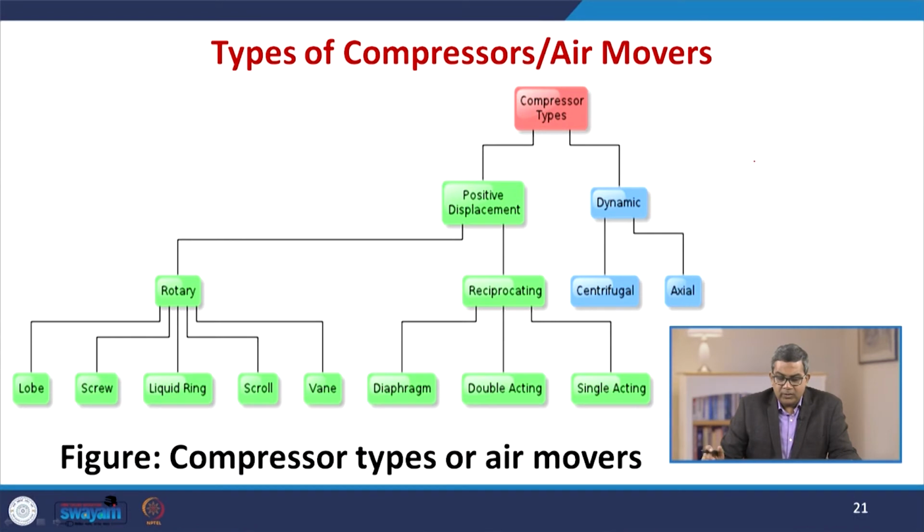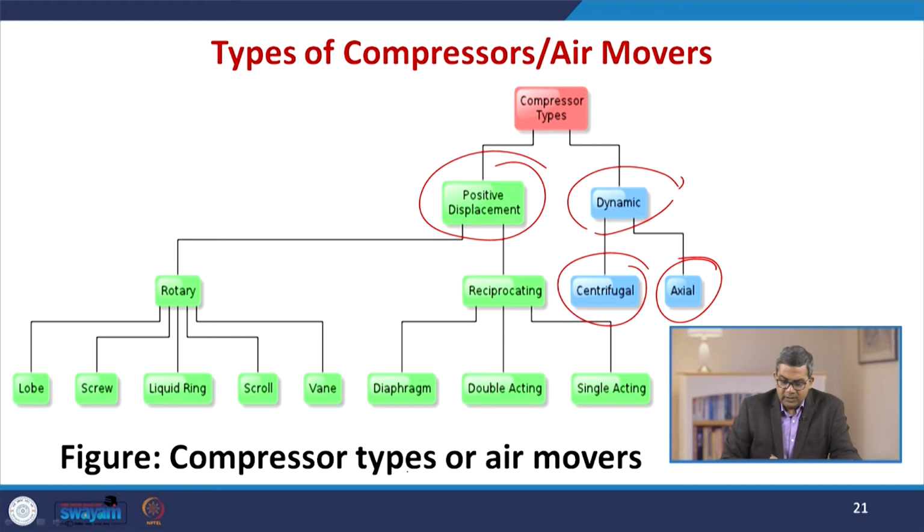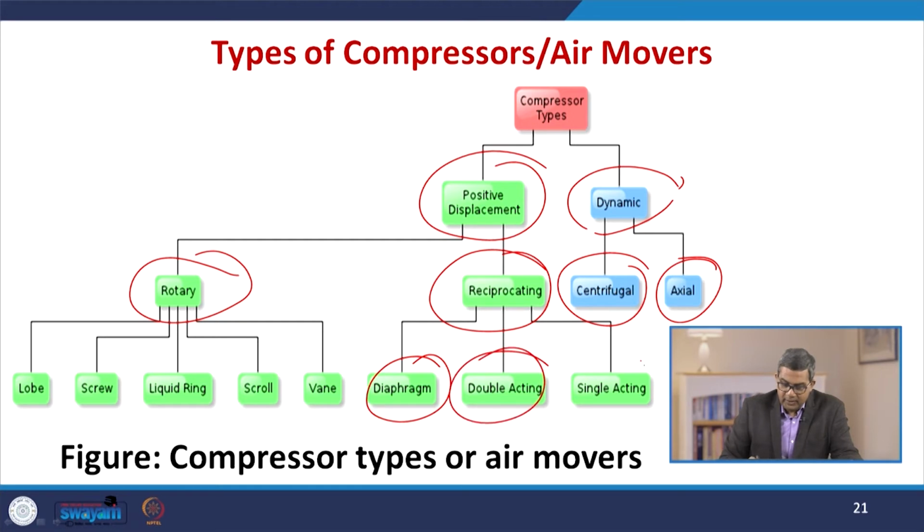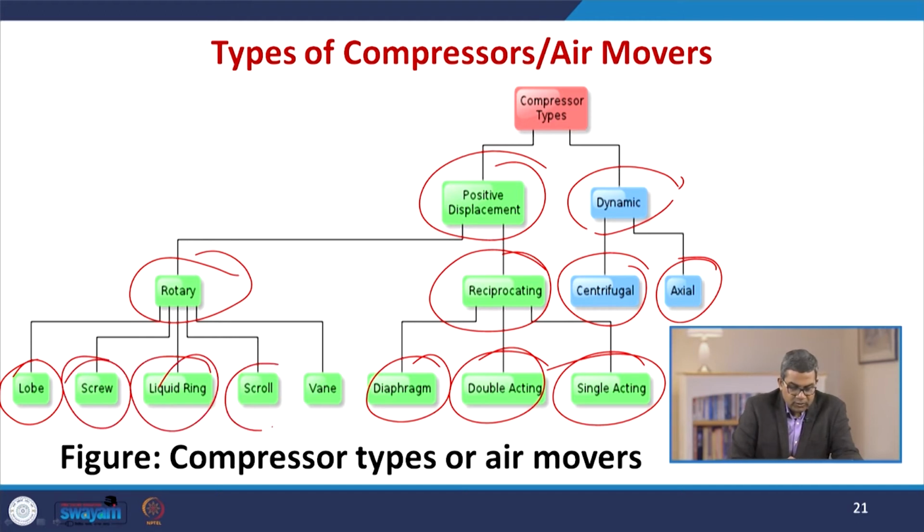Now, let us talk about the different types of compressor or air mover. There are two different types of compressor, positive displacement and dynamic. Dynamic are further divided into centrifugal and axial, whereas positive displacement is broadly classified into two: one is rotary and the second one is reciprocating. The reciprocating type is divided into three: diaphragm, double acting, and single acting. Similarly, the rotary ones are the lobe type, screw type, liquid ring, scroll, and vane type of compressors.